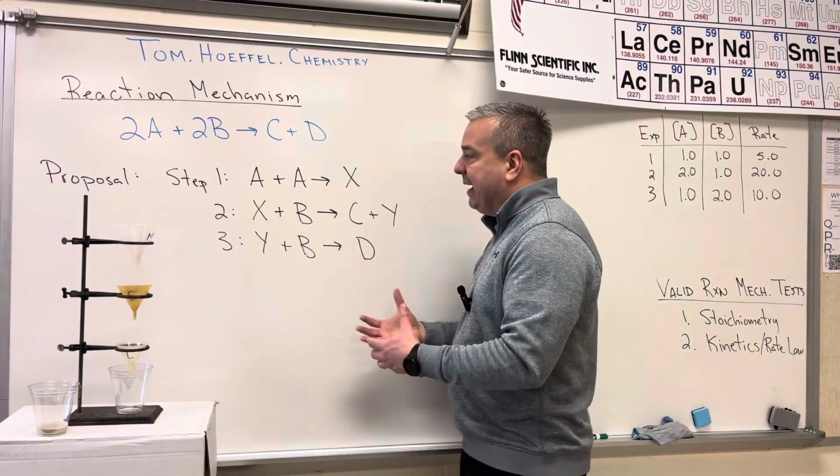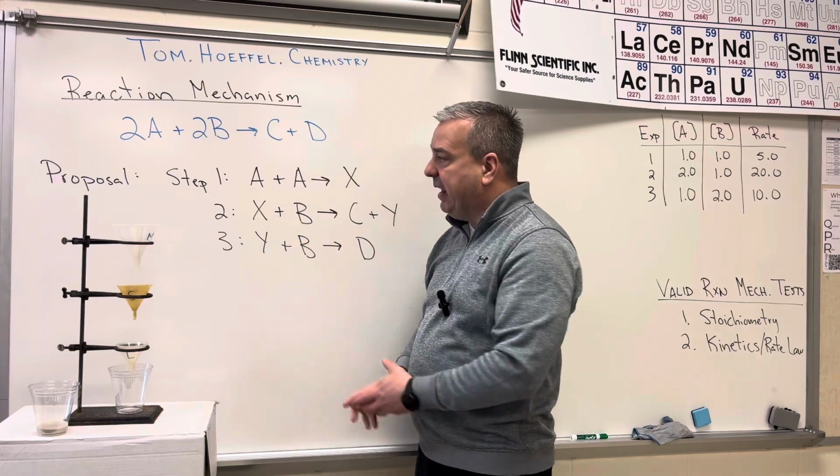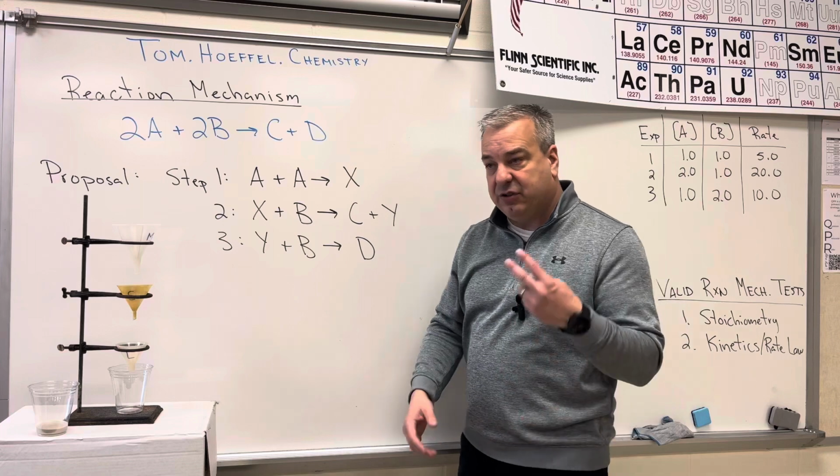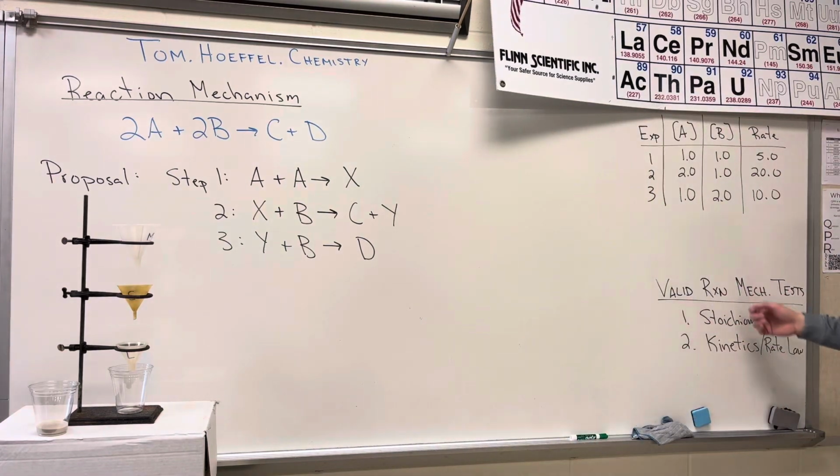And a lot of times you're given these proposals and you're trying to decide if they are valid or not. And there's two things that you need to check to see if a reaction mechanism is valid or not. It has to pass two tests. It has to pass the stoichiometry test, and then it has to pass the kinetics/rate law test. So let's go ahead and get into the first part, which is the stoichiometry test.